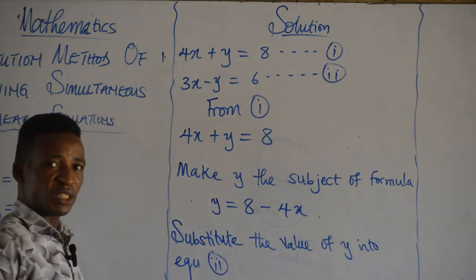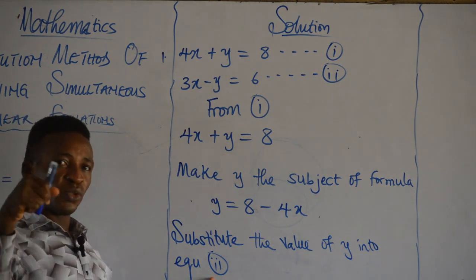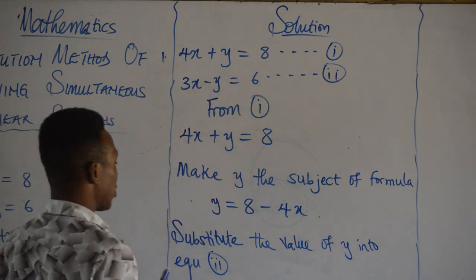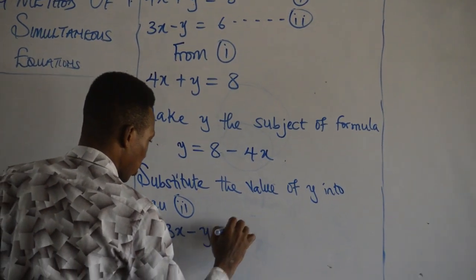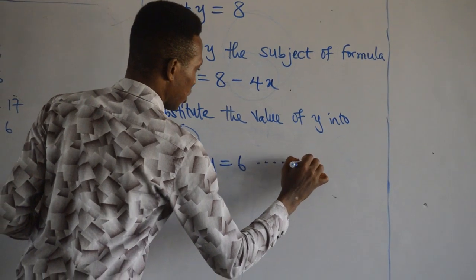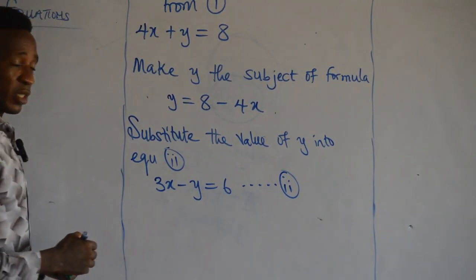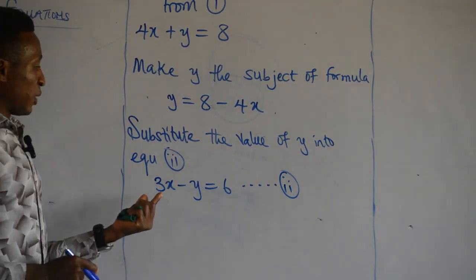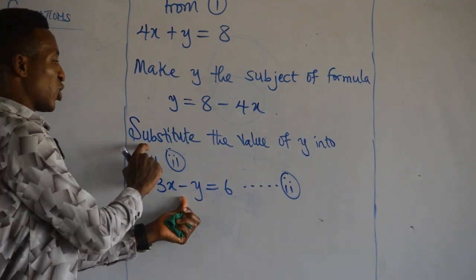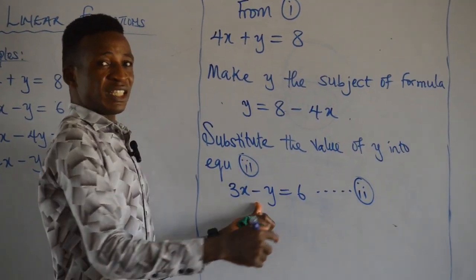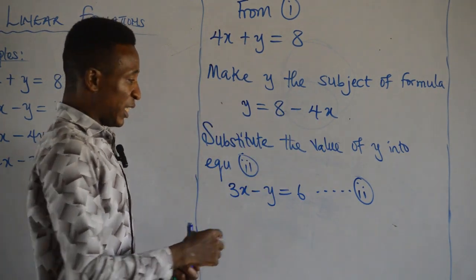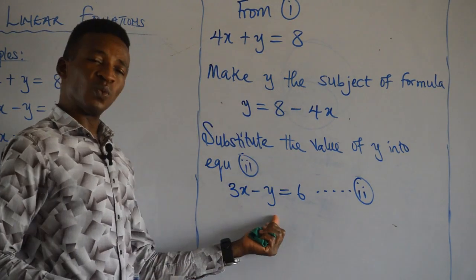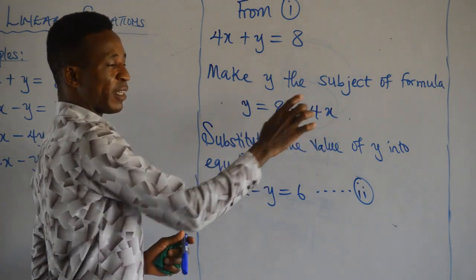So now I am shifting the focus back to equation 2. Now write out your equation 2, which is 3x minus y equals to 6. This becomes your equation 2, just as indicated before. Now what this means, when you say substitute the value of y, is that this y here is y equals to 8 minus 4x. In your equation 2, anywhere you see y, you replace it by the value that you have here.